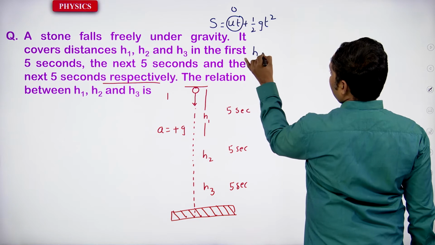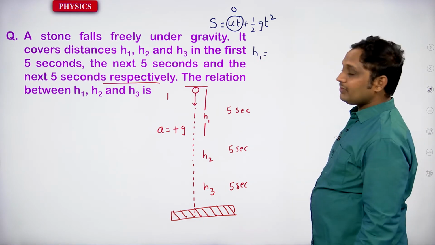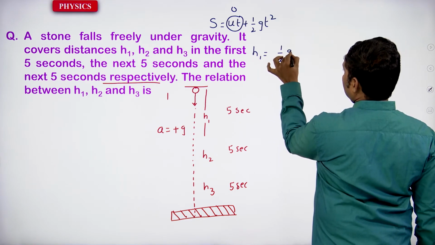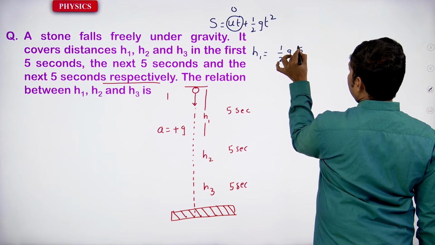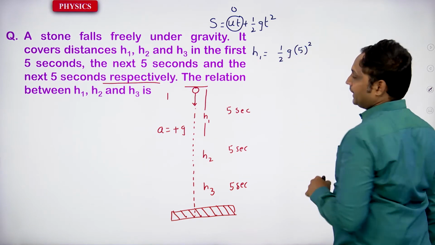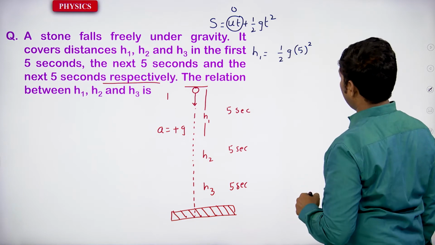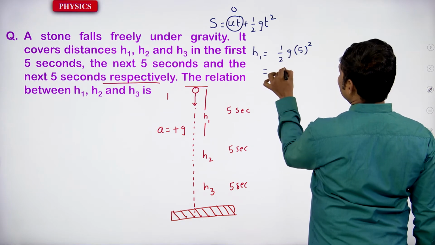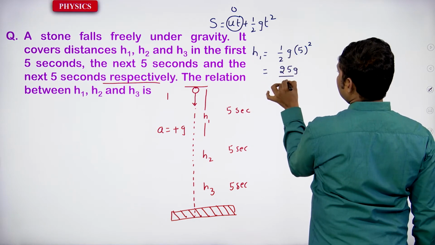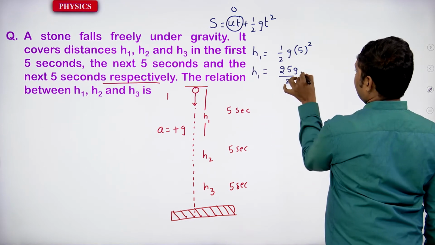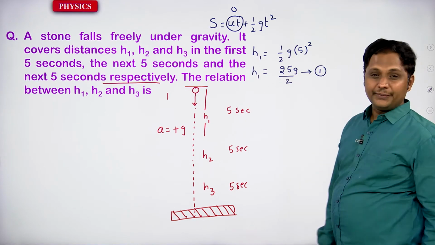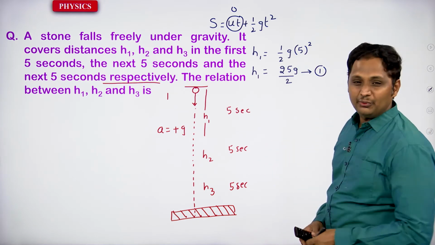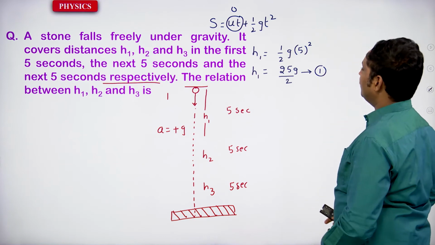Therefore, h1 is equal to 1 by 2 g, what about t? 5 square, right. So it is going to be 25 g by 2, all right, h1. It's very clear. If you are going to get this one, h2, just you have to get that h2, so easy for you.